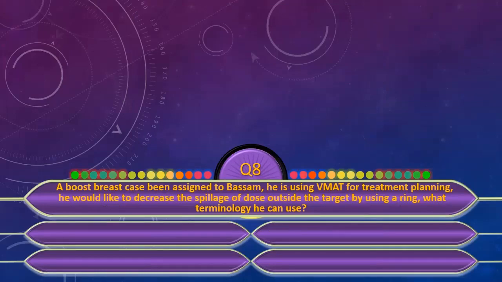A boost breast case being assigned to Bassam. He's using a VMAT for treatment planning. He would like to decrease the spillage of the dose outside the target by using a ring. What terminology can he use?